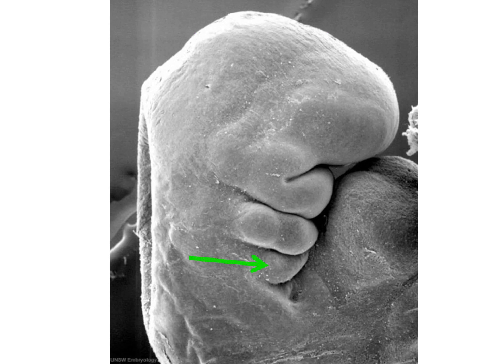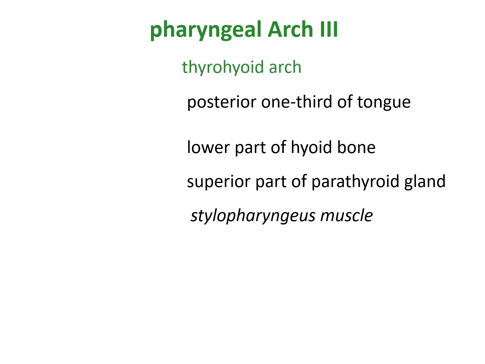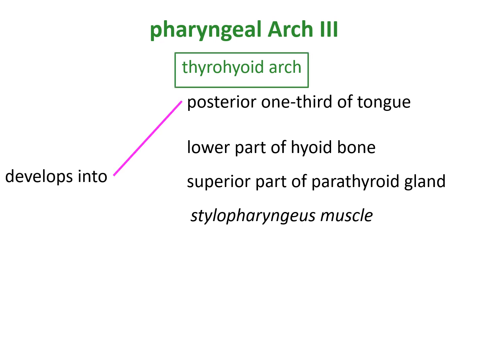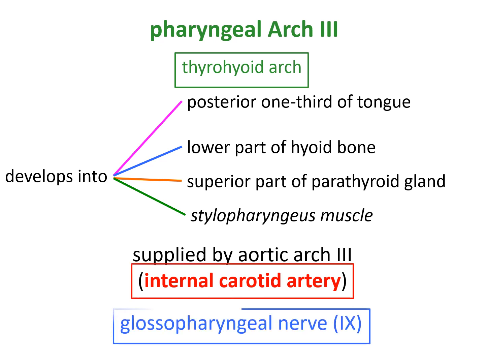This arrow is pointing at the third pharyngeal arch. Pharyngeal arch number 3, named the thyroid arch, is going to develop into a share of the posterior one-third of the tongue, the lower part of the hyoid bone, the superior part of the parathyroid gland, and the stylopharyngeus muscle. Its artery is the internal carotid artery, and its nerve is the glossopharyngeal nerve.